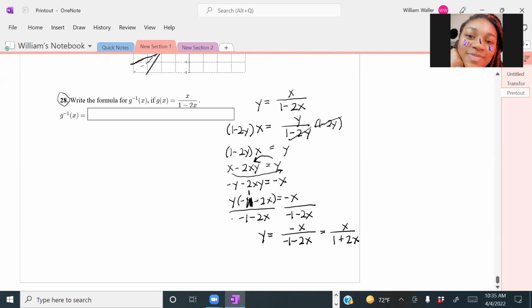Okay. So when I factor this y out, I'm left with a -1, and when I factor this y out, I'm left with a -2x. So I kept those, and then divided by what was in parentheses here, which was -1 -2x, on both sides. So is that clearer now? Okay. All right.